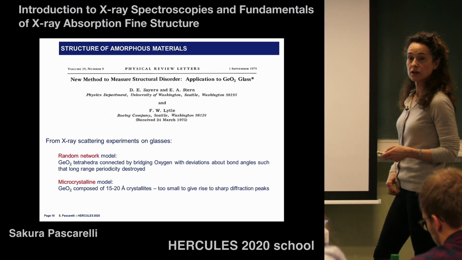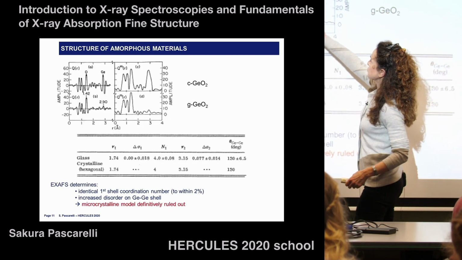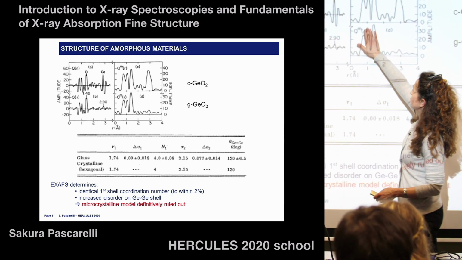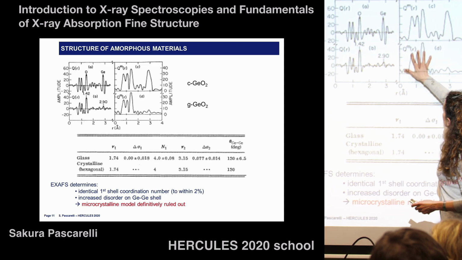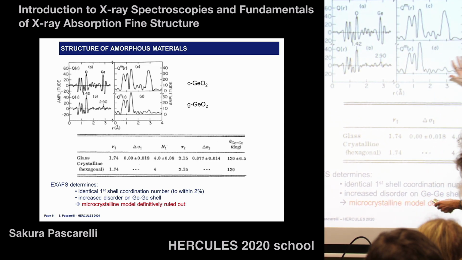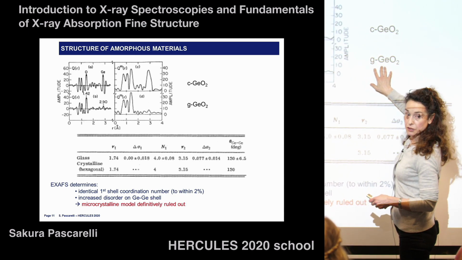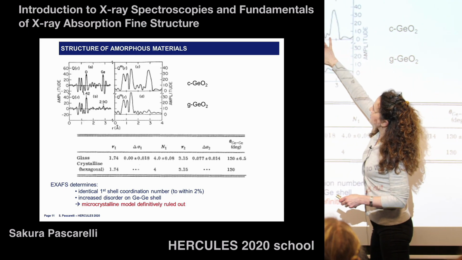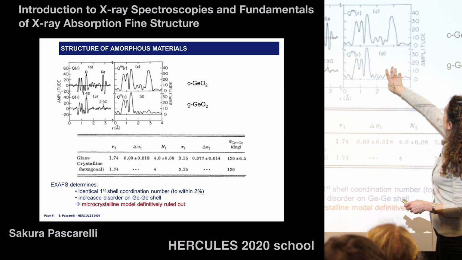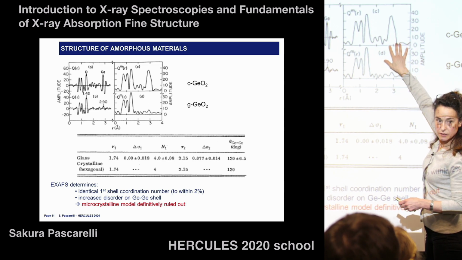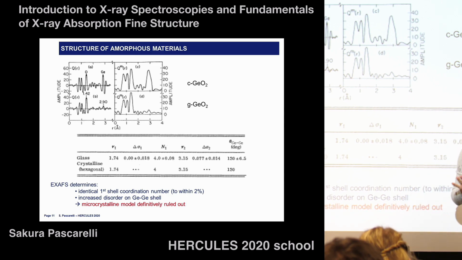They did EXAFS at the germanium K edge. And look what they find. This is the Fourier transform. So it looks really horrible because at the time they were not able to subtract the background properly. But this is the first shell, and this is the second shell. So they measured it on crystalline GeO2 and on glassy GeO2. So you see they measure exactly the same thing in the first shell, but in the glassy GeO2 they see no second shell. Okay? So this automatically eliminates the microcrystalline model.